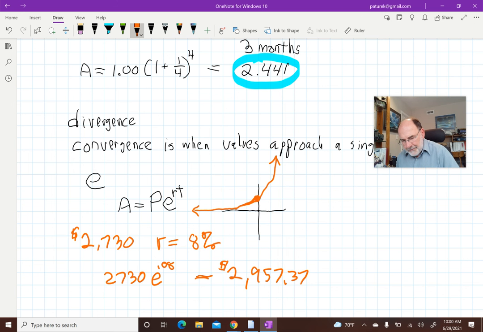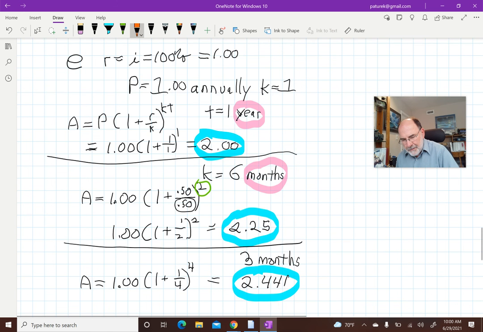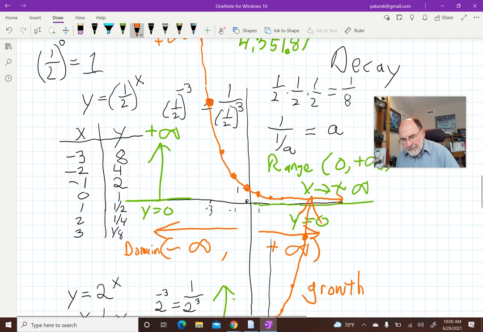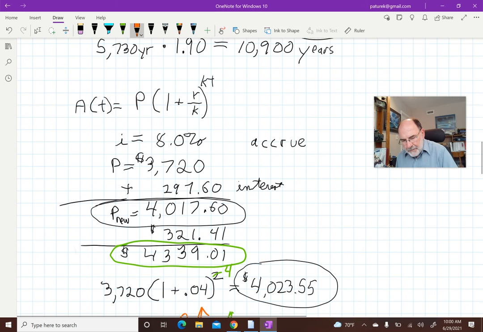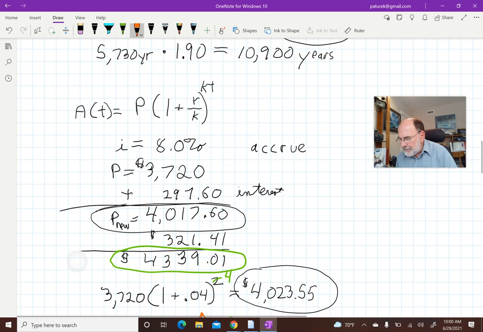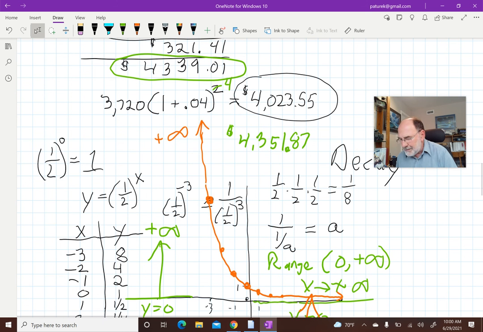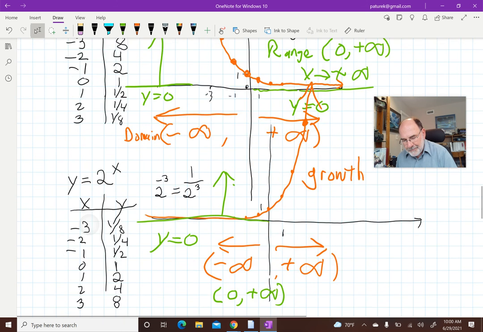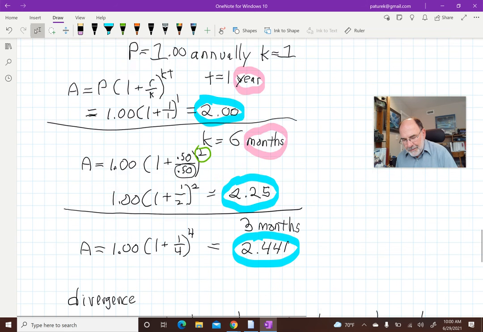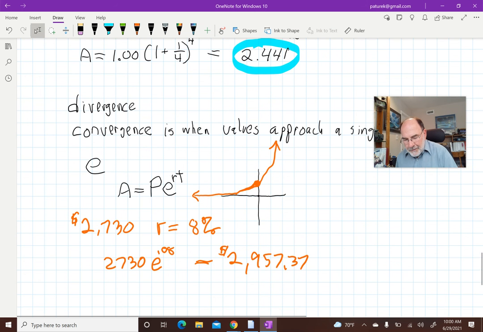So keep that in your memory for a moment and look back when we used a different number. I used $3,720. Here I use $2,730. So you can't compare them. I will make the claim, though, that in this situation, the interest rate would be even a little bit better than it was when it was compounded monthly.